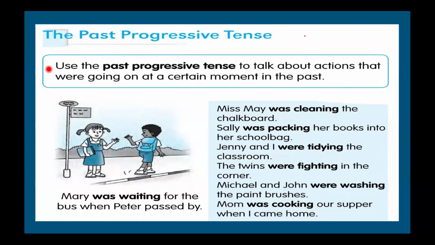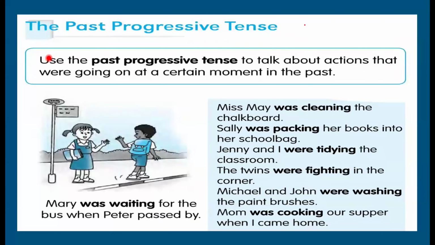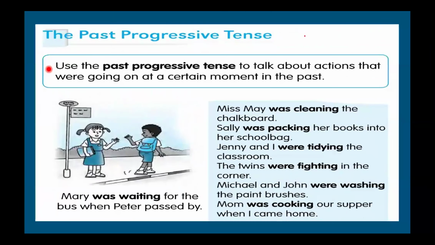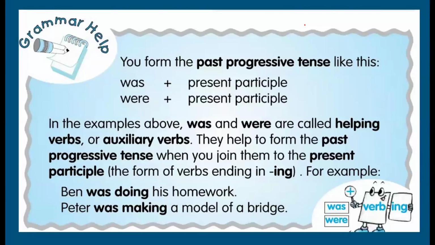Yes. Use the past progressive tense to talk about the actions that were going on at a certain moment in the past. The progressive tense is used for actions that are going on, something that is taking place, or which took place in the past. For that purpose, you use your present progressive or present continuous tense.